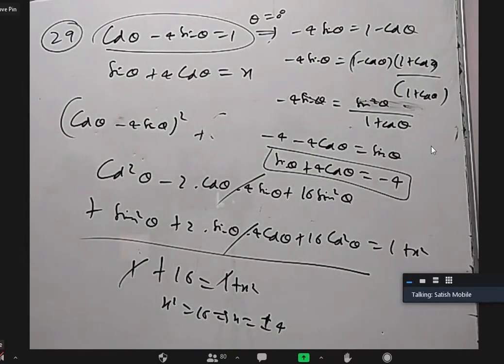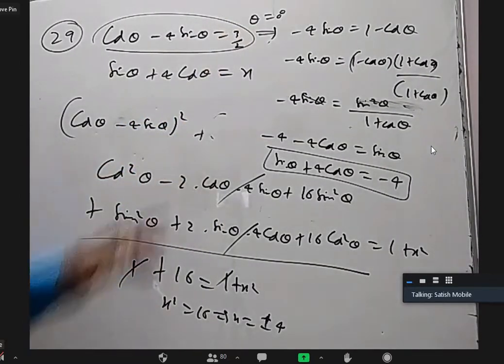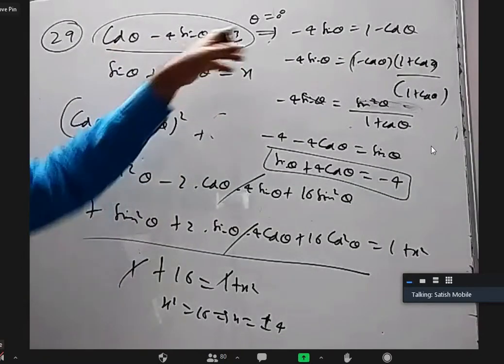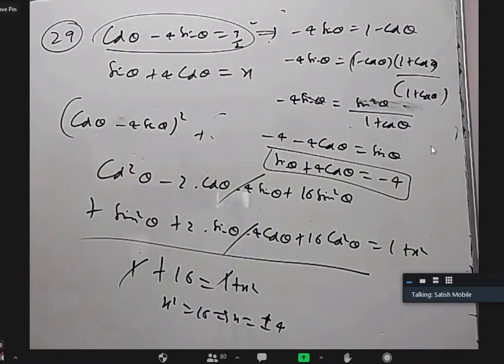Even after all that, I prefer the method that I told, that squaring and adding is only nice. Because instead of 1, let's say here they would have given some 3 by 2. I don't think I can easily tell what the theta is, like 0 degrees and all. But still, squaring and adding will give you the answer nicely.